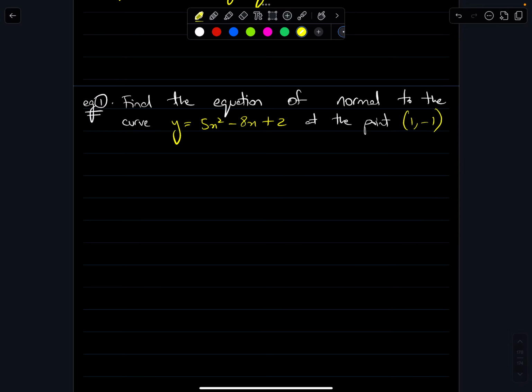Let's say, for example, we have this question right here. So first of all, we start by finding dy by dx, which turns out to be 10x minus 8. Alright, we have a point on the line, so we know the x coordinate, which is 1. Substitute that, and we have the gradient as 2.